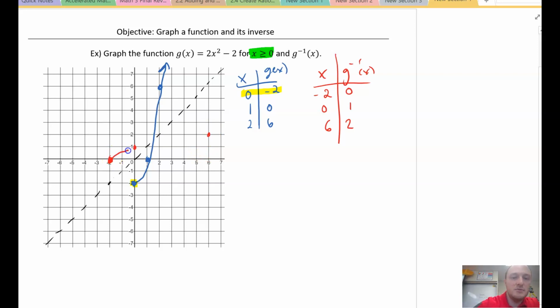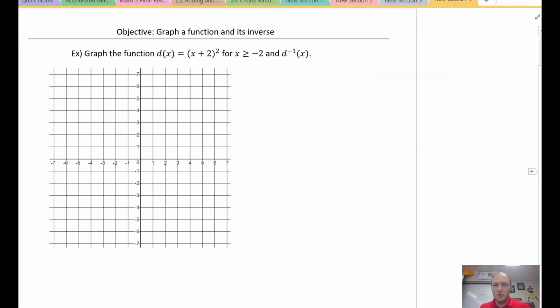So there you have it. This is g inverse of x. This is g of x. And that's our inverse. Does it intersect on the line y equals x? Yes, it does.